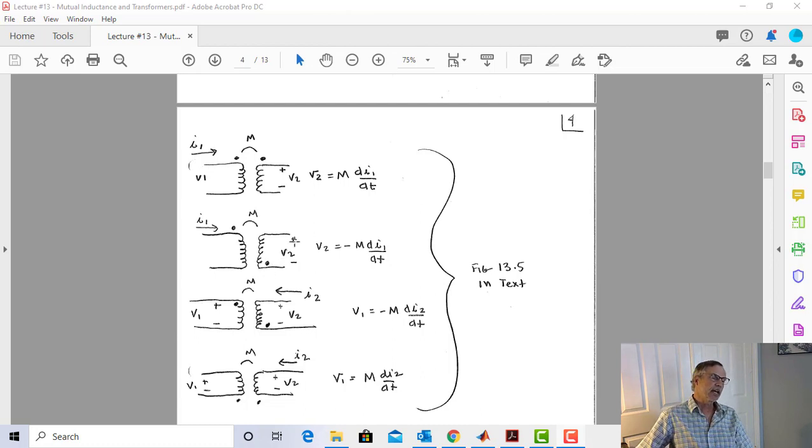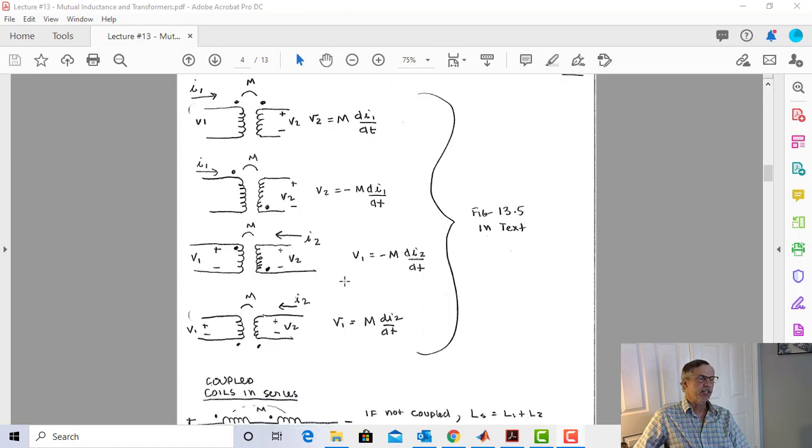Now, let's connect the transformer this way, and you can see that I've defined V2 as plus-minus here, just like I did in this problem. But the dot is on the other side. So current goes into the dot, it makes the dot more positive. But the dot side here, we defined it as the negative side. So now I'm going to say V2, as specified by my convention or my definition here, is equal to minus M di1/dt.